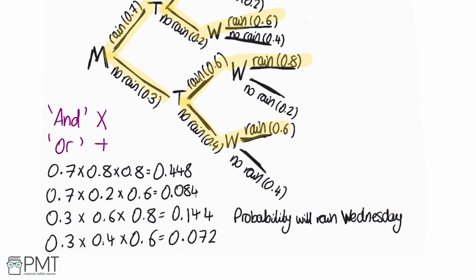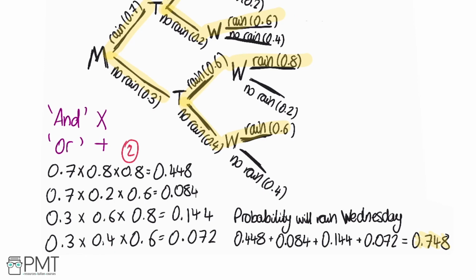So to get the probability that it will rain on Wednesday, we've got 0.448 plus 0.084 plus 0.144 plus 0.072, which equals 0.748 is the final probability. So you get 2 marks for the working we did down here. 1 mark for then adding them all together. And then the fourth and final mark if you get the correct probability of 0.748.